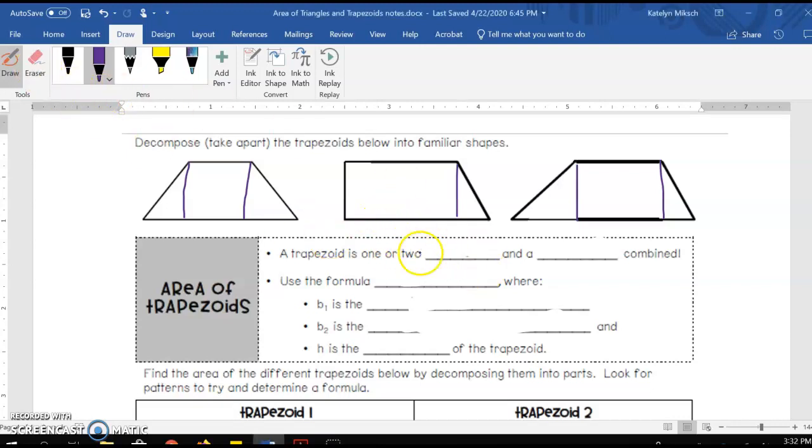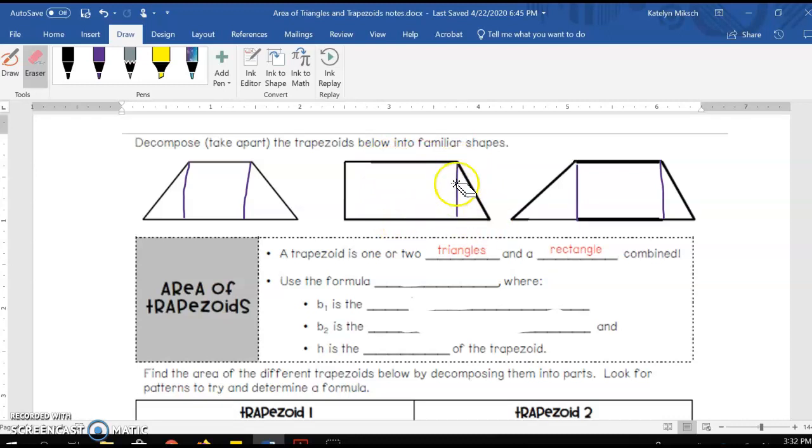So filling in on your notes, a trapezoid is one or two triangles, just like what we saw here, and a rectangle combined. The most important thing that makes a trapezoid is the fact that it only has one set of parallel sides. A rectangle has two sets of parallel sides. So we can see on this rectangle I made here, this and this would be parallel to each other as well as this and this.